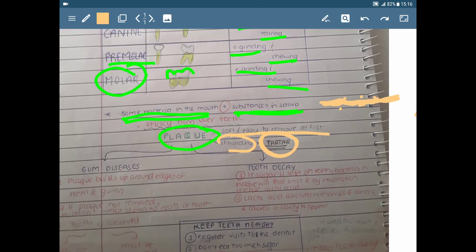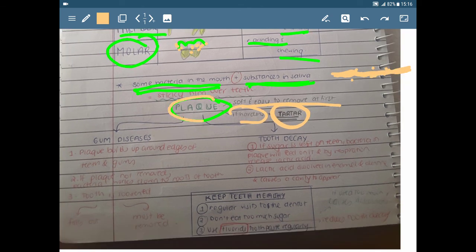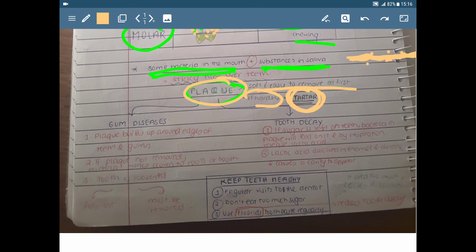On the tooth, if on the sides it's kind of orange, in between the teeth, that is called plaque, and if it hardens, it becomes tartar. There are two things that can happen if you have plaque. Either gum disease: if plaque builds up around the edges of teeth or gums and is not removed, it becomes tartar.